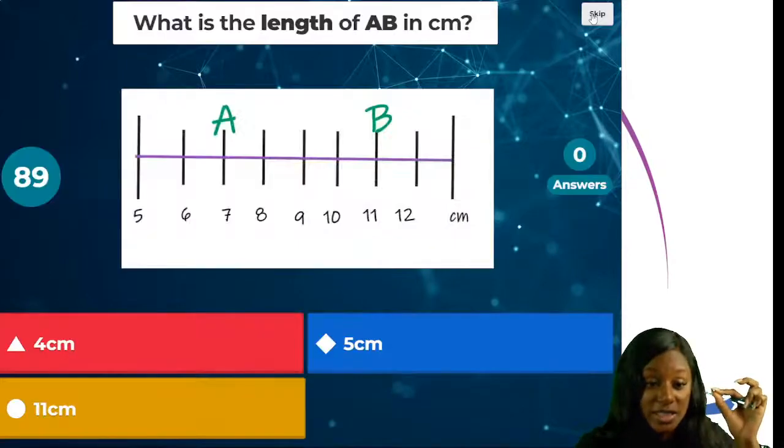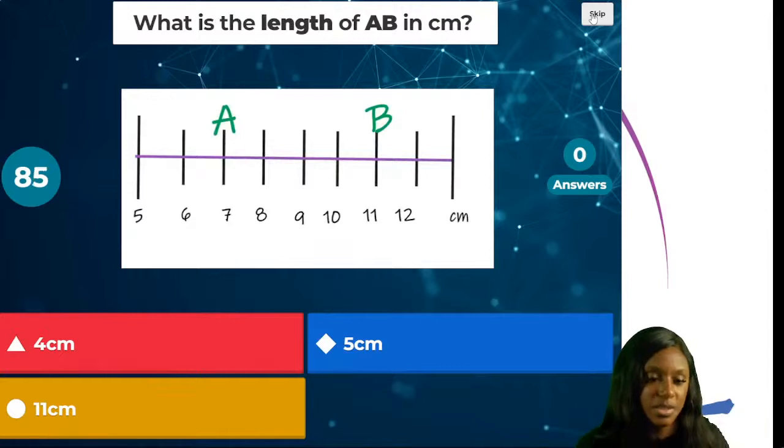Look closely at this question. What is the length of AB in centimeters?